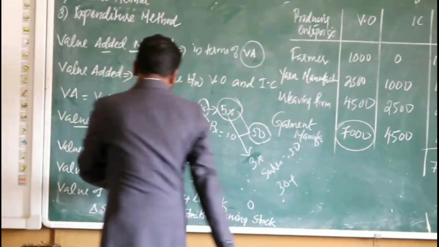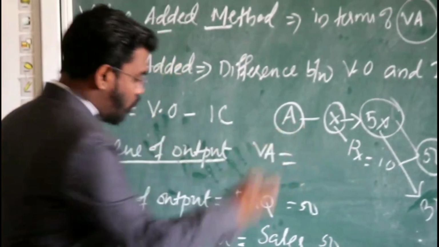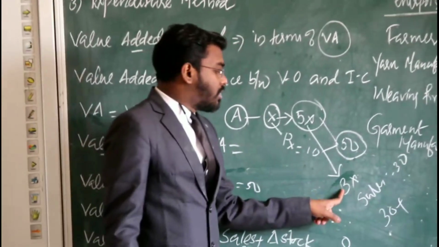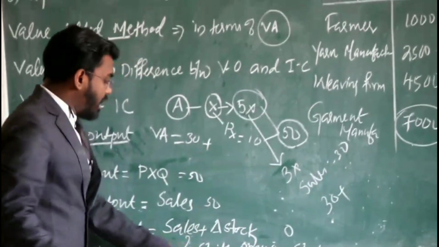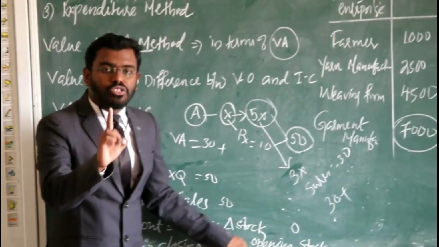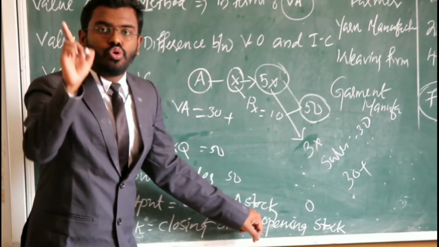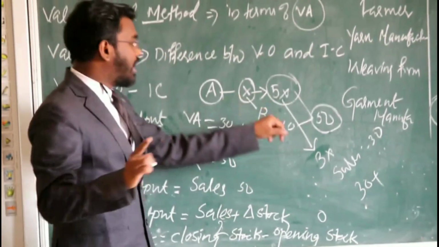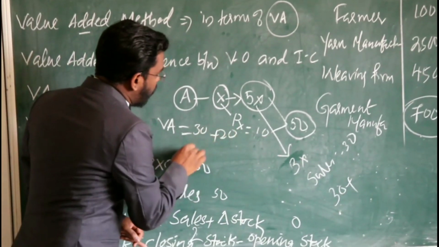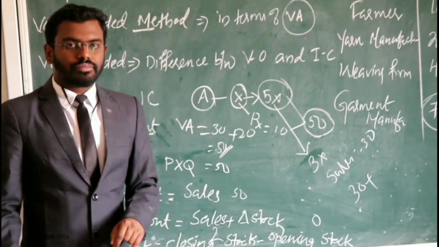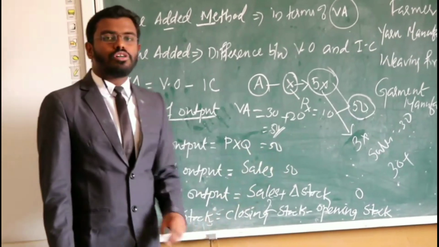Okay, so as per this formula we can calculate value of output. Value of output is equal to sales, that is 3 units of output he sold, 3 into 10, that is 30, plus change in stock. Change in stock is closing stock minus opening stock, that is 2 minus 0, that is 2, and 2 into 10, price of the commodity is 10, that is 20. So 30 plus 20 is equal to 50. So here it is 50, and here also 50, and P into Q also 50.